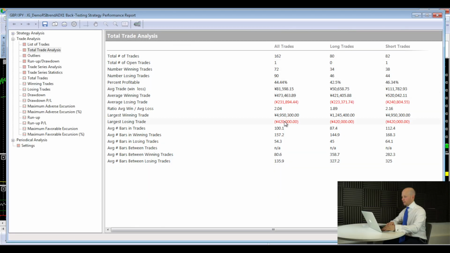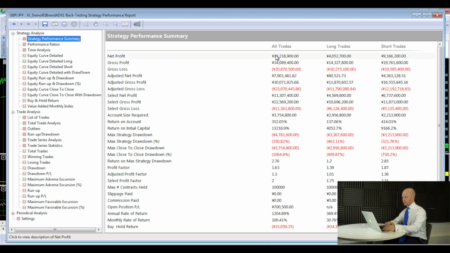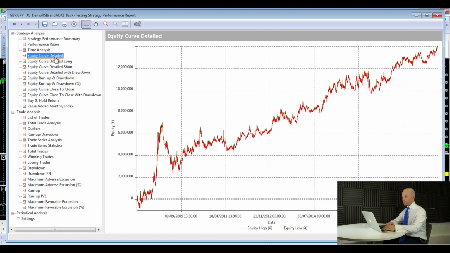And we can see now we've got our 420,000 yen as our largest losing trade. That's our 420 pips. We've still got a decent 81,000 yen average trade, or equivalent to 81 pips. 162 trades, 13.2 million net profit, and the equity curve still looks nice and uniform. We're making highs right up till the end of the data, which is great.